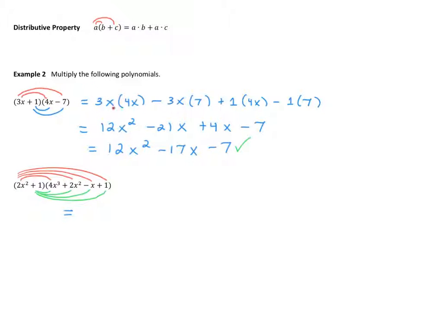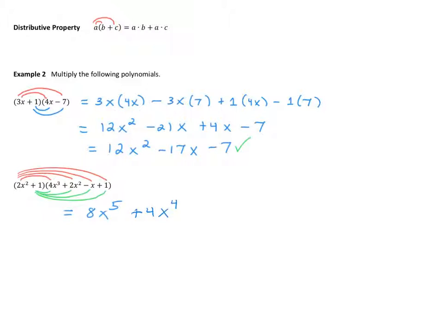And I'm going to skip this first step. I'm really going to start at the second step here where I can do 2x squared times 4x cubed in my head. So that's the answer I'm going to put right here. 2 times 4 is 8. X squared times x cubed is x to the 5th. That's the first term, 8x to the 5th. I then multiply 2x squared to 2x squared. So 2 times 2 is 4. And x squared times x squared is x to the 4th. I'm just adding the exponents.